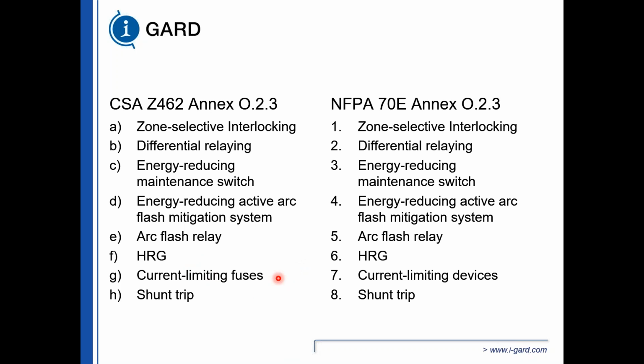Current limiting fuses, obviously, if you're in the current limiting range, they're going to operate in a quarter cycle, but they're not going to cover the entire current ranges that you have. Shunt trip relays, obviously, if it's connected to an arc flash relay, it will operate and clear your fault.